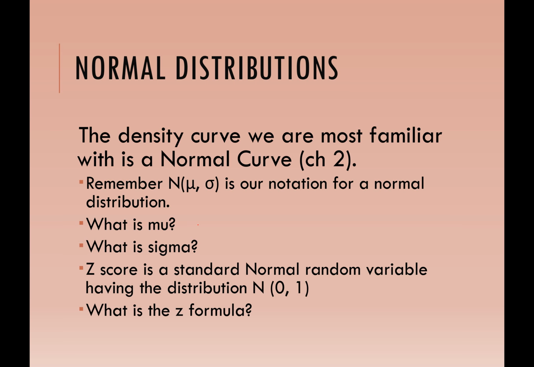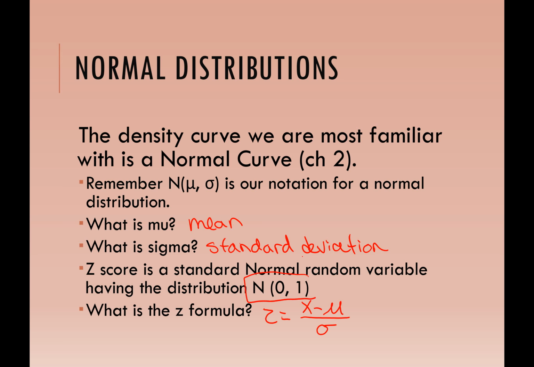All right, so mu is the mean. Sigma is the standard deviation, which is how far on average are you away from the mean. And the z formula is x minus mu over sigma. And this notation right here is just shorthand for we got a normal curve, the mean is 0, standard deviation is 1.